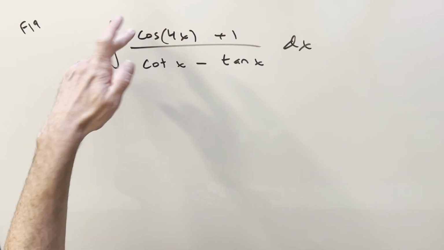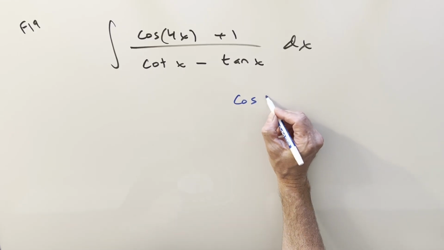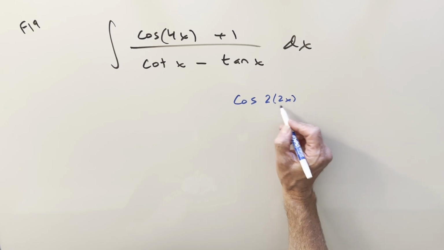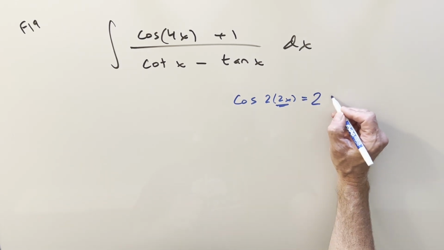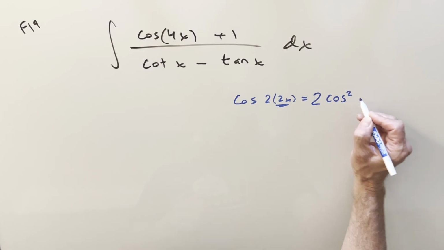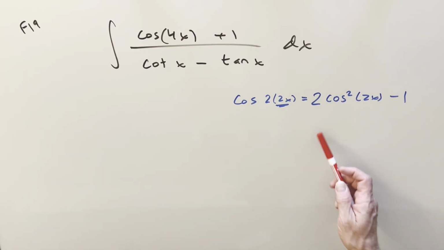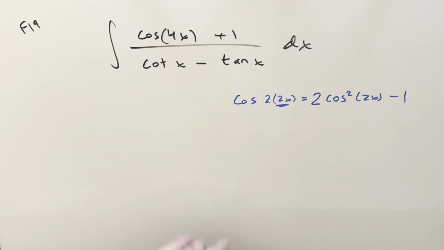I think I'll focus on cosine 4x. What we can do is use the double angle formula. If I write this as cosine 2 times 2x, then we can write it as 2 cosine squared of 2x minus 1. I'll plug that in there, but before I do it, let's simplify cotangent and tangent as well.